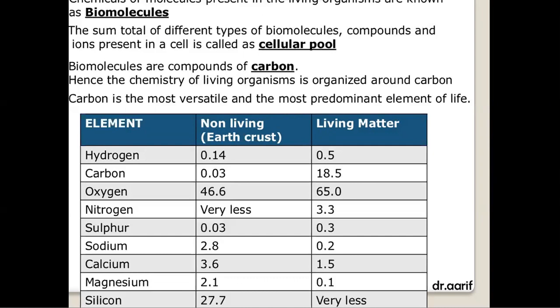Polymeric forms, for example, polypeptides in proteins and polysaccharides in carbohydrates. These biomolecules are present in living matter as well as non-living matter. In living matter, carbon is the most abundant element, and in non-living matter, oxygen is the most abundant element. Here 46.6% is occupied by oxygen and 18.5% is occupied by carbon in the earth's crust.